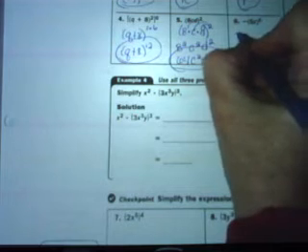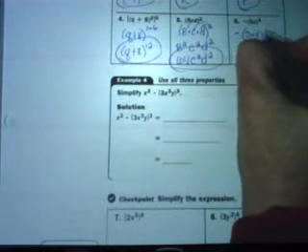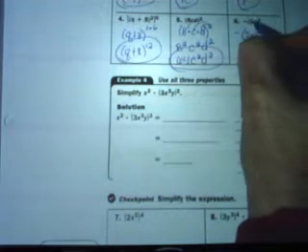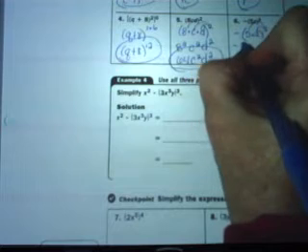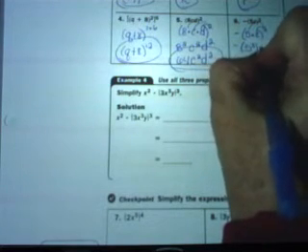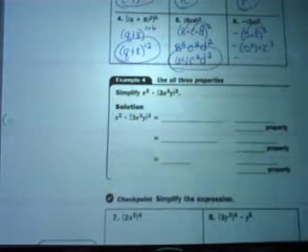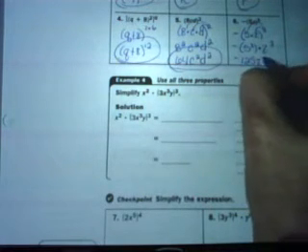Number 6, I have the negative on the outside of the parentheses, and then I have 5 times z cubed. Power of a product, I have to distribute this power to each factor. I'm going to have negative parentheses 5 cubed times z cubed. So negative, what is 5 cubed? Negative 125 z cubed.